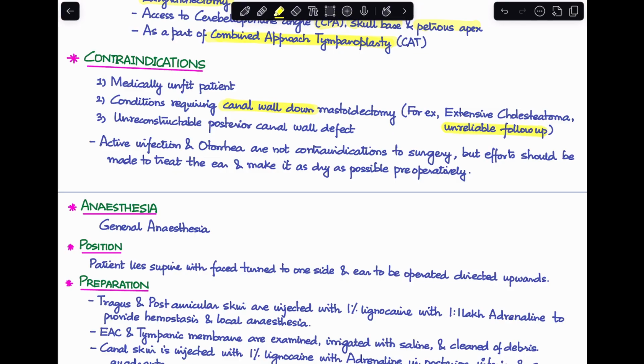Third, if there is a posterior canal wall defect which cannot be reconstructed, in those cases you should definitely be doing canal wall down surgeries. So these are some of the contraindications of cortical mastoidectomy.